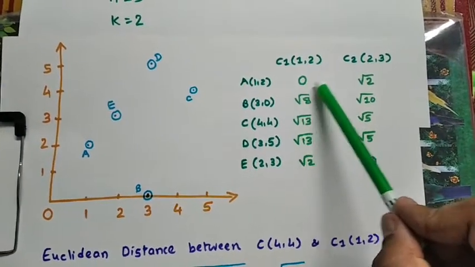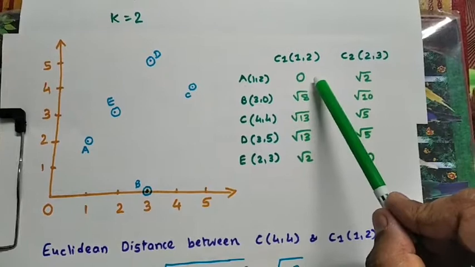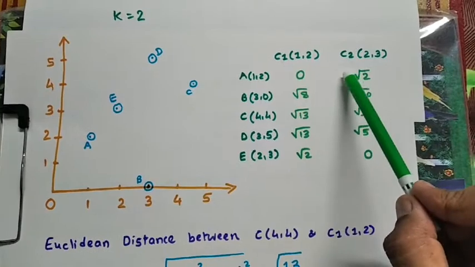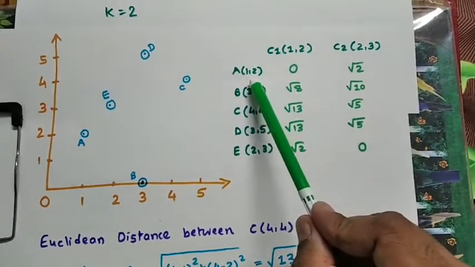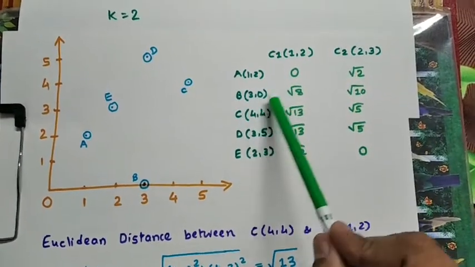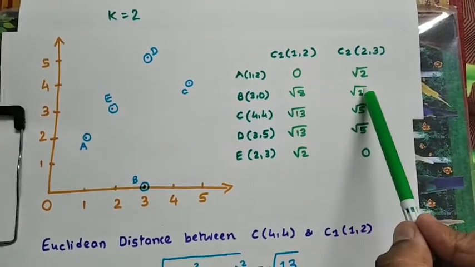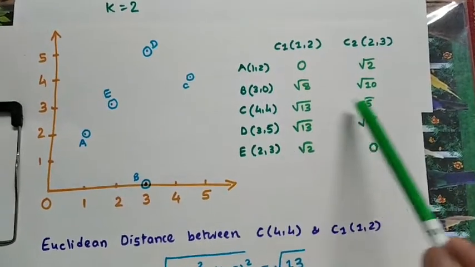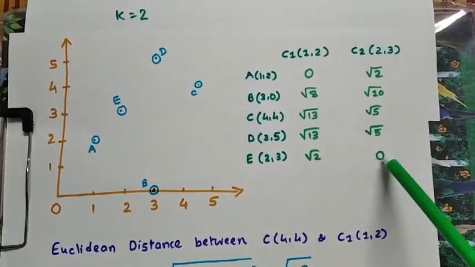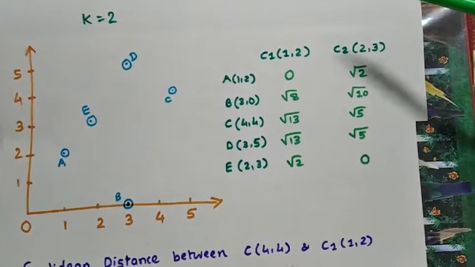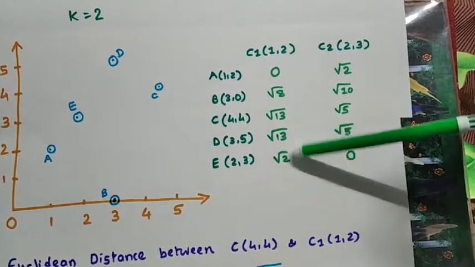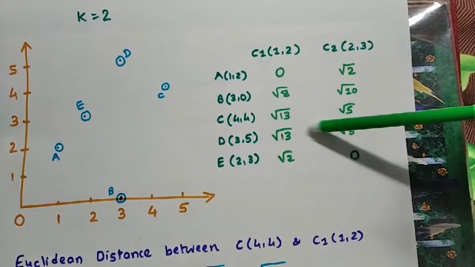Since this is the Euclidean distance, if the distance is less, similarity is more, so the closeness is more, so that object is nearer. We can see that object A is nearer to C1 than C2, object B is also nearer to C1 than C2, object C is nearer to C2, D is nearer to C2, E is nearer to C2. So objects A and B are nearer to C1 than C2, whereas objects C, D and E are nearer to C2 than C1.